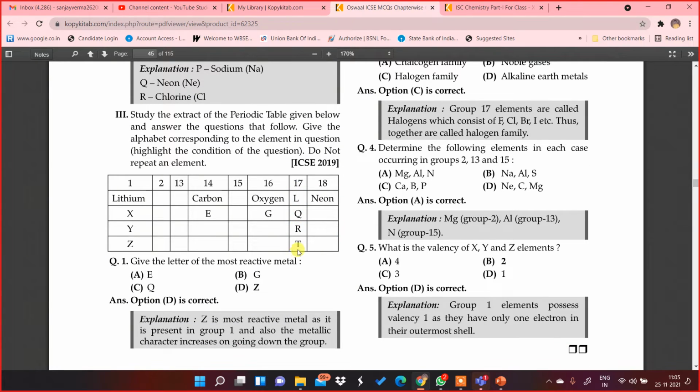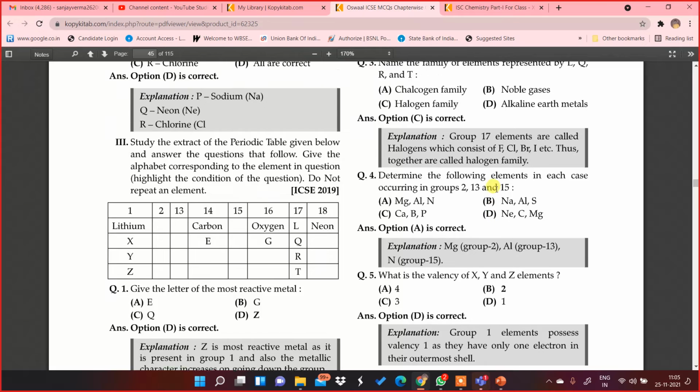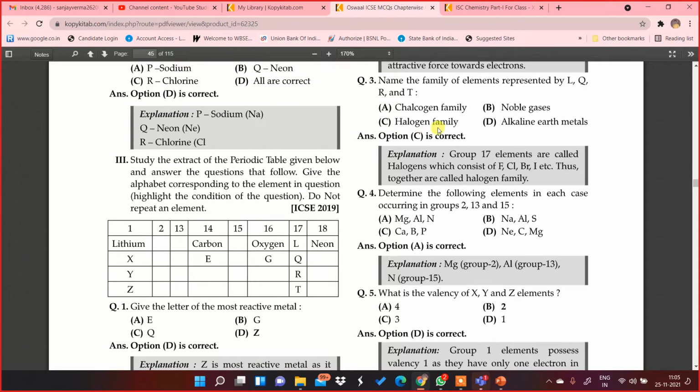LQRNT, these are the halogens. LQRNT are the halogen family. Option C is correct. So you saw such questions are quite interesting, no? Such questions are quite interesting, and it is fun solving them, provided your preparation is good. If you are not well prepared, then again that is going to be a headache.